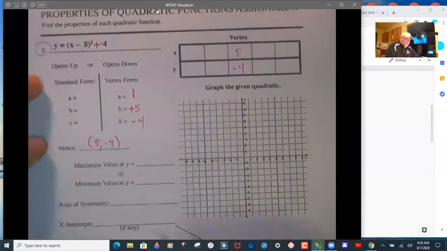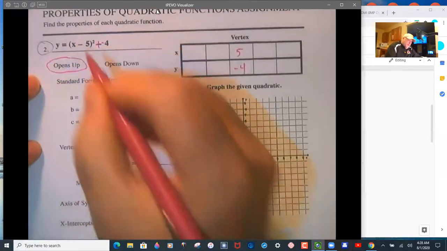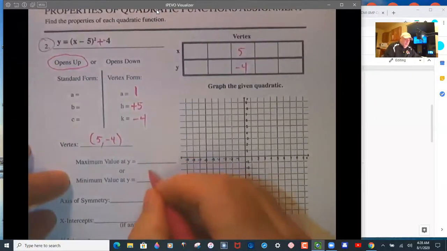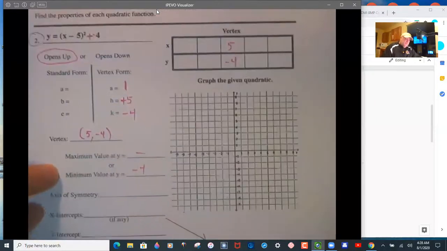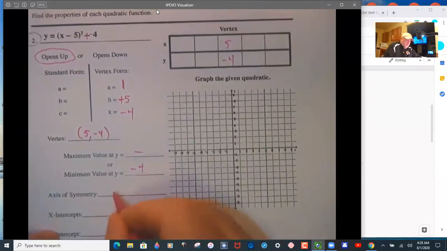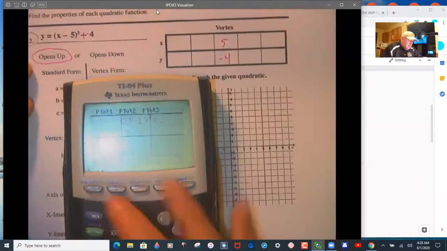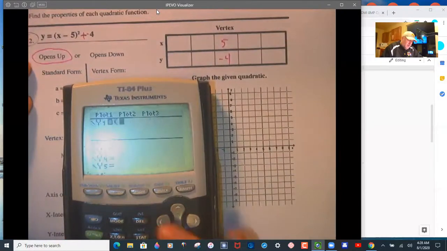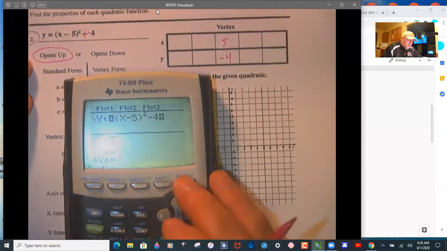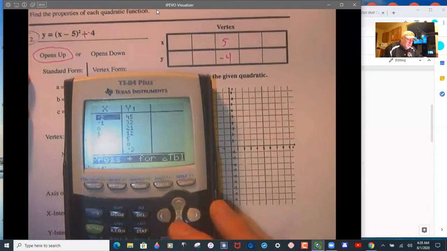This is going to open up, which means we have a minimum at y equals -4. Axis of symmetry goes through 5. And now I think we're ready to put this on a table. So x minus 5 squared -4, or plus -4, either way. And so 5, -4 is the vertex.